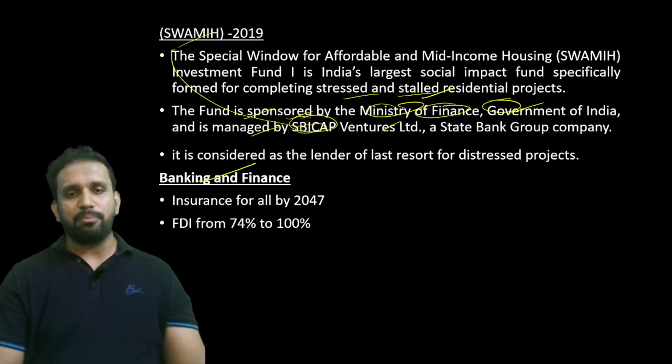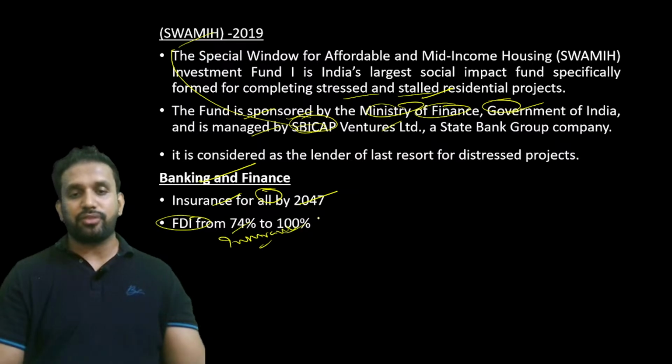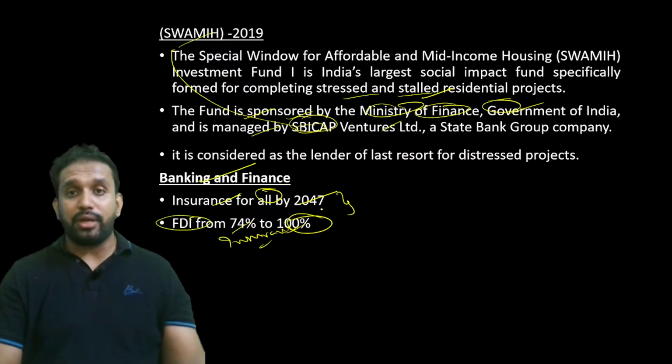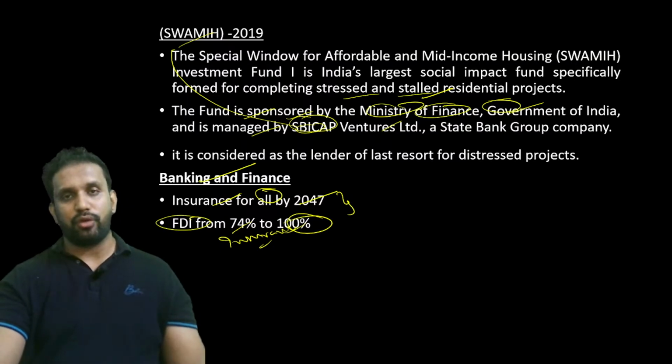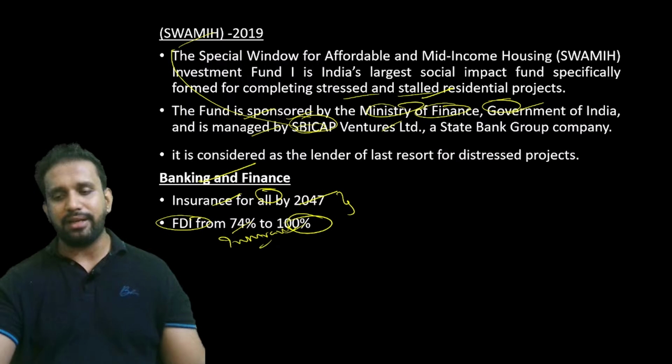For banking and finance, very simple: we have insurance for all, which we want to give by 2047. And FDI in the insurance sector increased from 74% to 100%. These are two important initiatives announced in Budget 2025 by Nirmala Madam. Insurance for all by 2047, and FDI in insurance increased from the present 74% to 100%. Now a foreign insurance company can completely set up on its own, administer and regulate itself in its own way without any hindrance from Indian collaboration. The company just has to follow Indian laws, that's all.